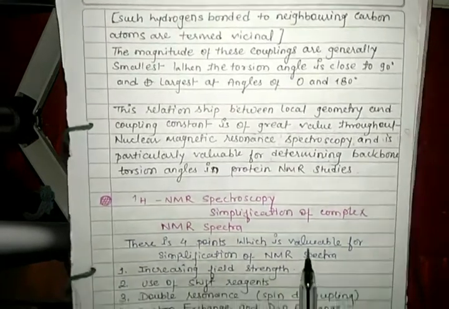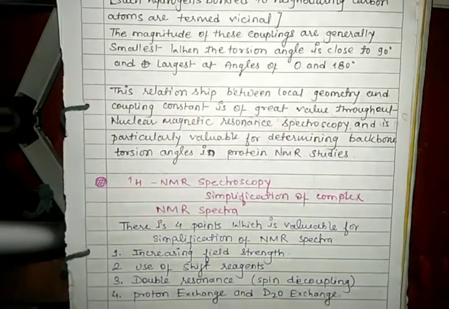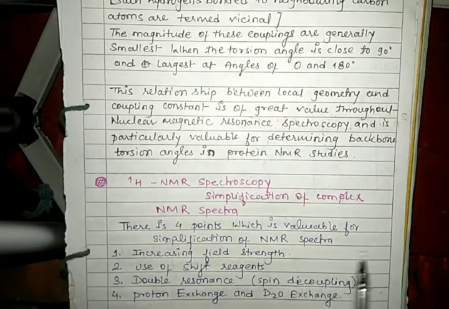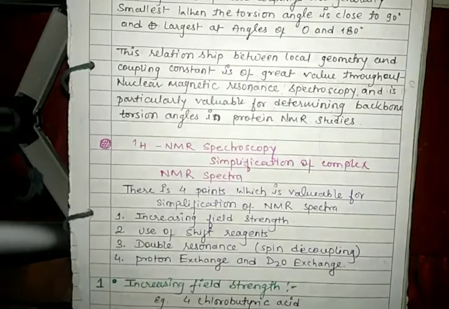Next, we see 1H NMR spectroscopy or simplification of complex NMR spectra. So there are 4 points which are valuable for simplification of NMR spectra. First point is increasing field strength. Second point, use of shift reagent. Third point, double resonance. This is also called spin decoupling. And fourth point is proton exchange and D2O exchange. So next we see one by one these points.